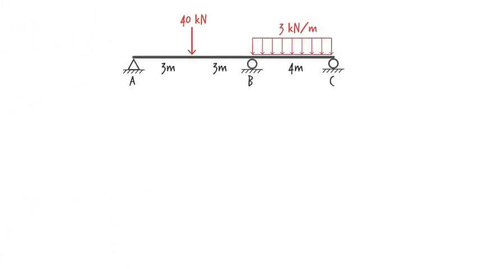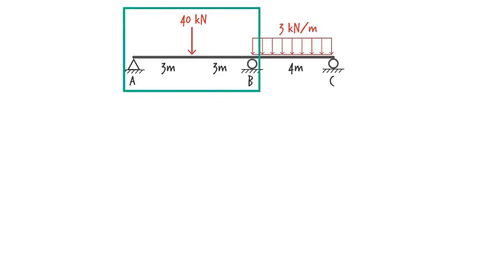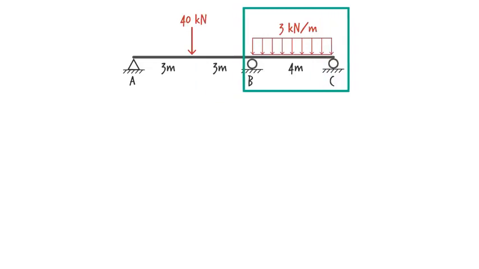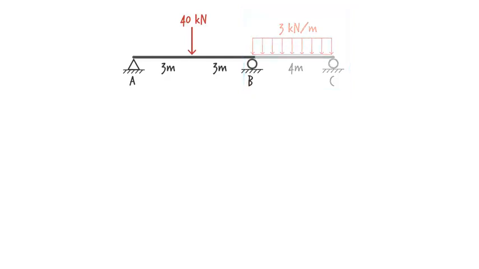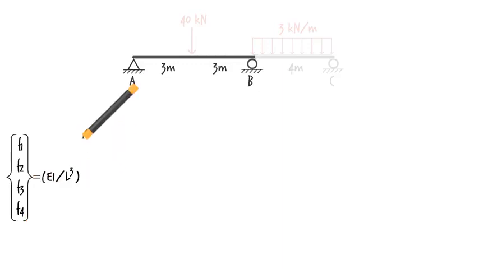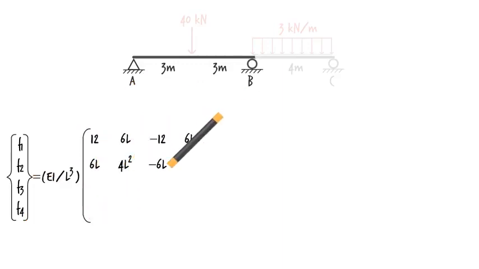Consider an indeterminate beam. It consists of two beam segments. The left segment is subjected to a concentrated load, while the right segment carries a distributed load. For segment AB, if the concentrated load was not present, we would have expressed the relationship between member end forces and displacements as described below.